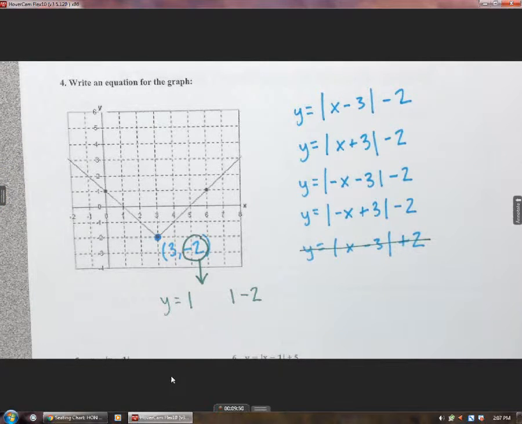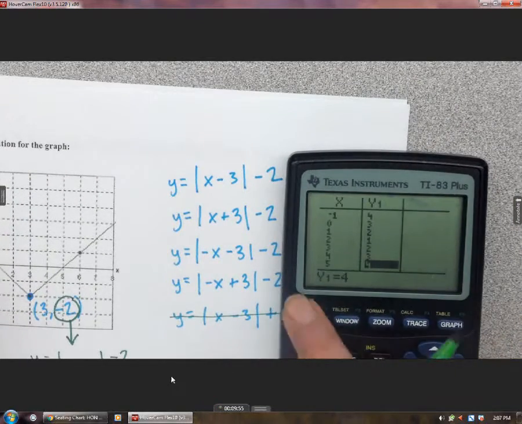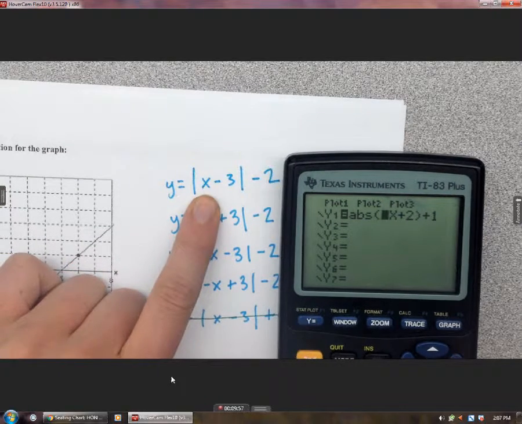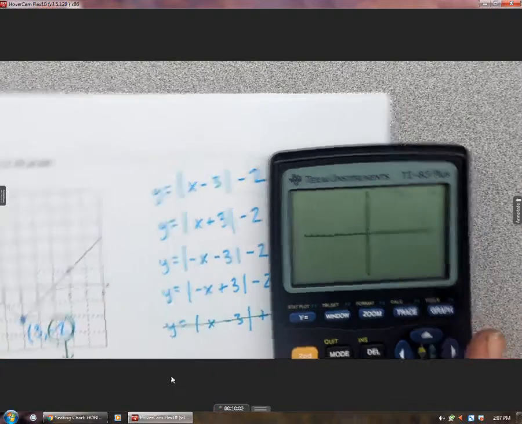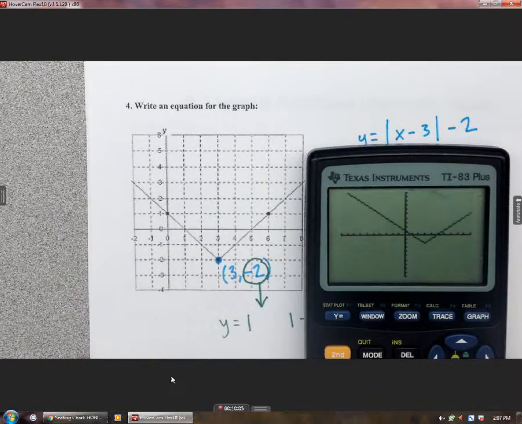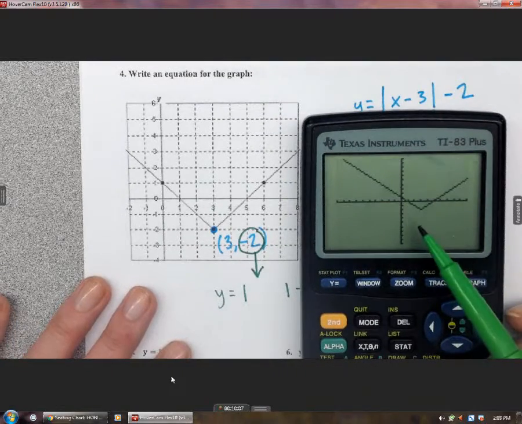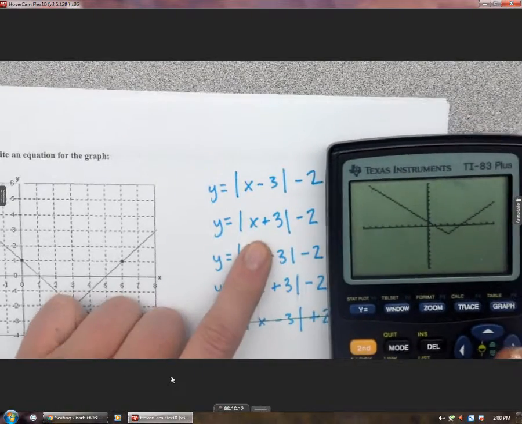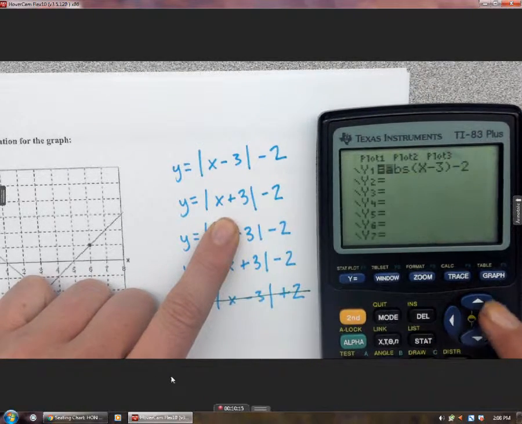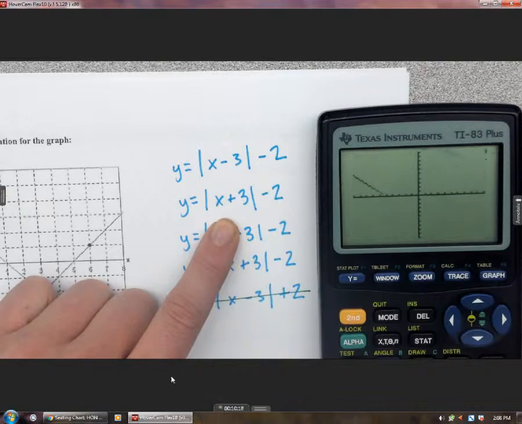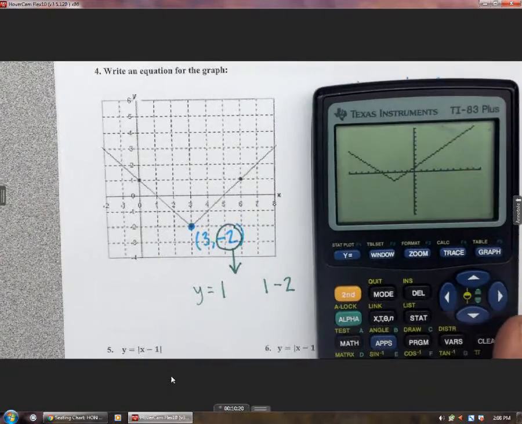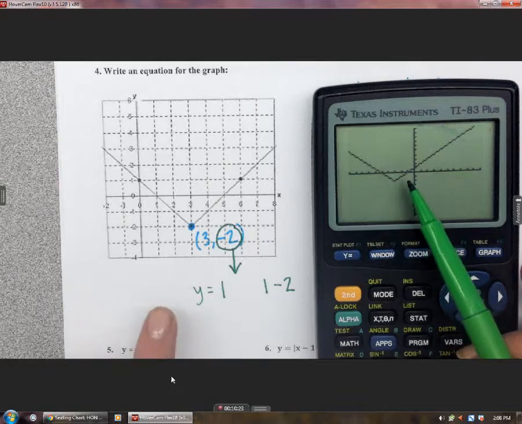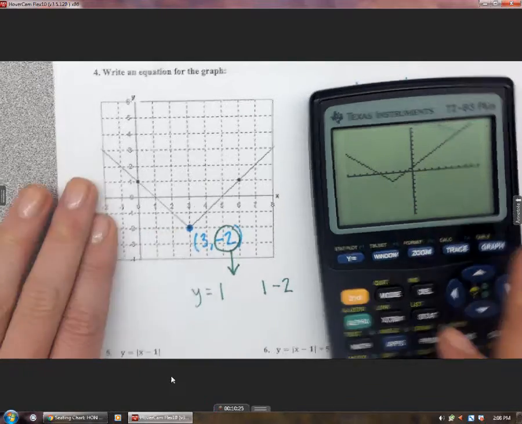Okay, the other ones, it could be a little confusing. I would say the easiest thing to do would be to graph it in your calculator. So let's just try this first one. X minus 3 with a -2 on the outside, and let's see what it looks like. I mean, that looks pretty close. We know that it's below the x-axis over here on the right side. Let's just test this other one to see if it's a possibility. X plus 3 minus 2. This one would not be it because my vertex is to the left of the x-axis. This one's to the right. So I know it's not this one.